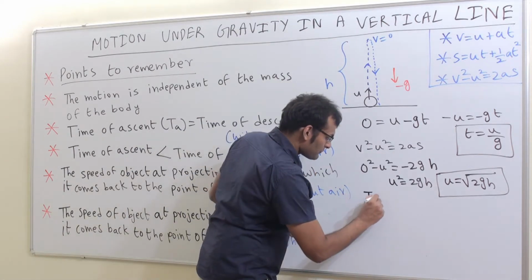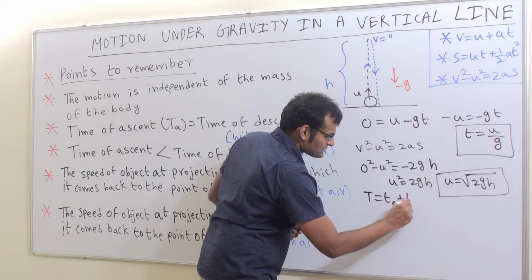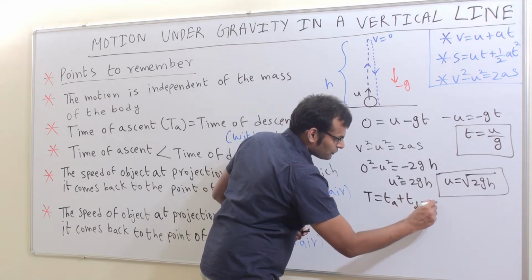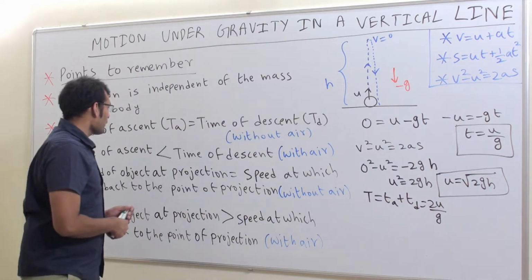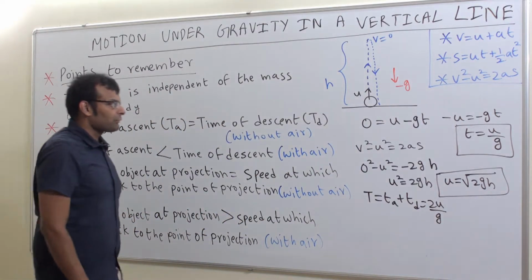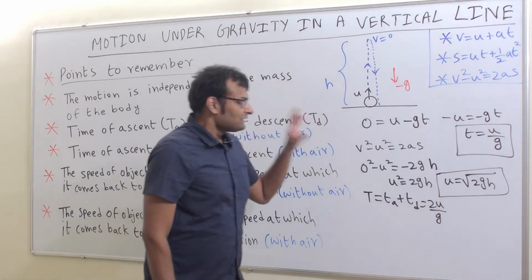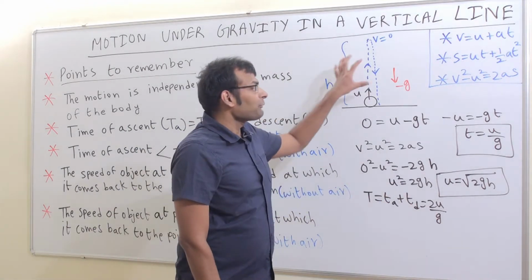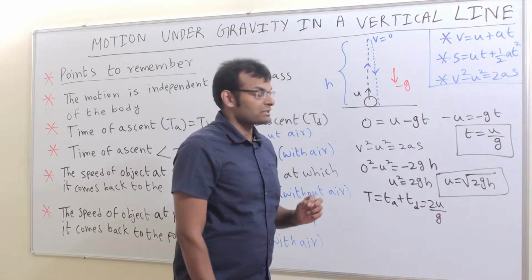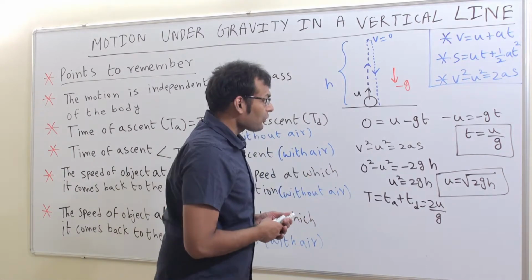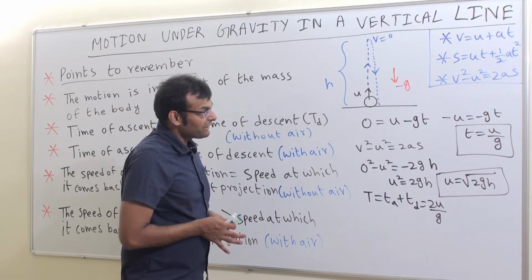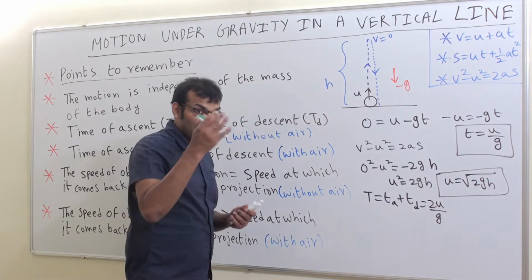So total time is equal to ta plus td is equal to 2u by g. Now we should clearly see the second point. It says time of ascent is equal to time of descent without air. Means this case is valid only when I am not taking air friction into consideration. If I take air friction into consideration, it's a different case. So let me draw the air friction and explain what happens if I take air into consideration.